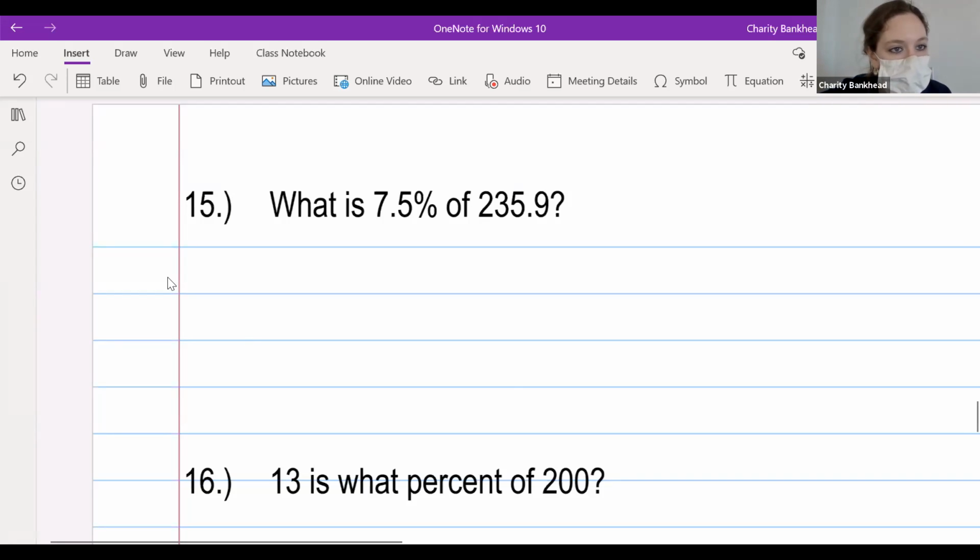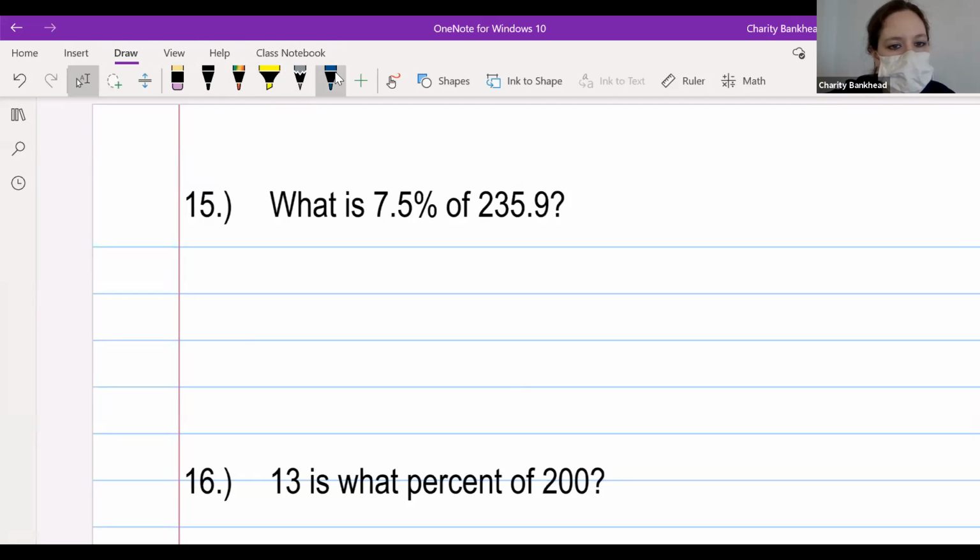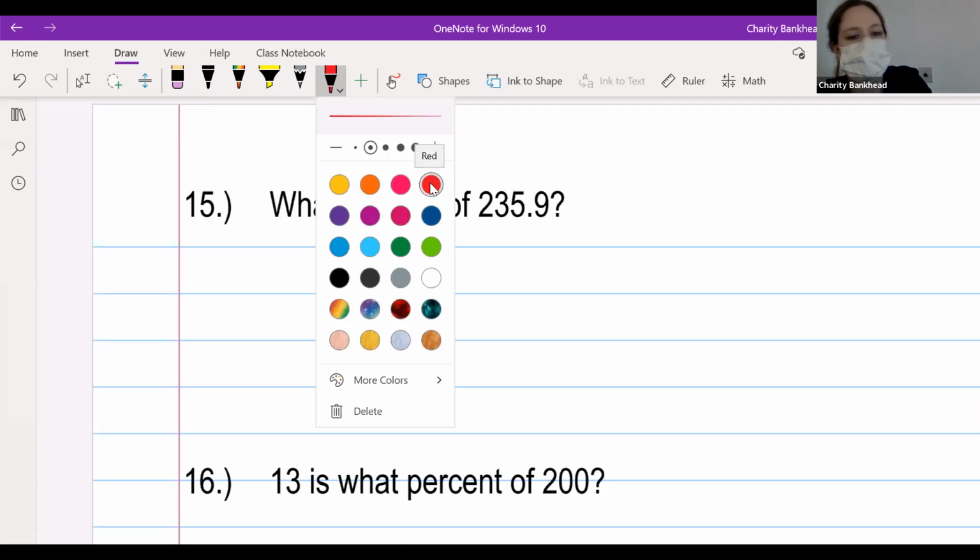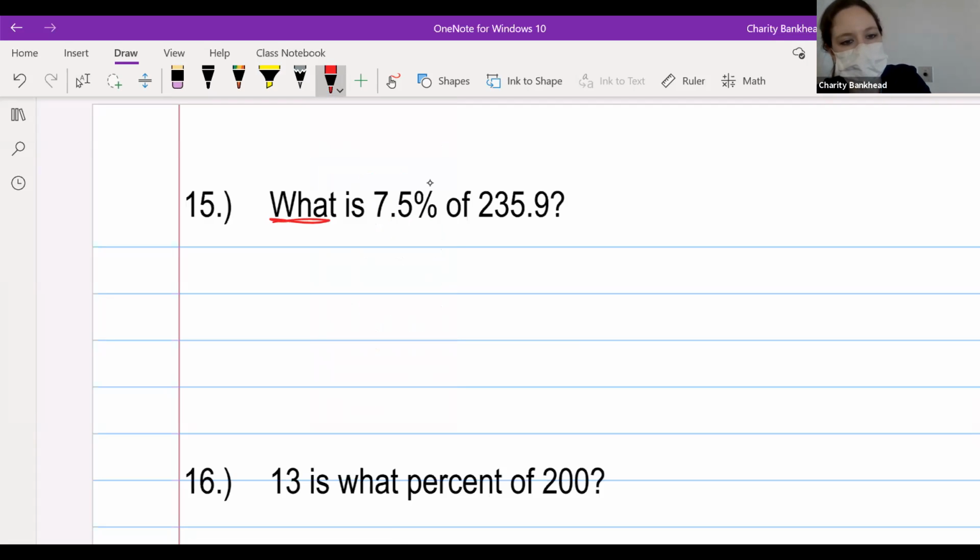Okay, so what we want to do here, we talked about percent last time, right? So we're still translating into an equation, but with percents now. So the same way, whenever it says what, you're going to put X for that. So X. And then whenever it says is, you're going to put equals.